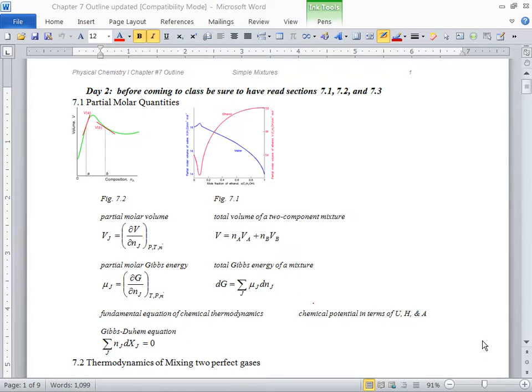So we're in chapter 7, and we're talking about simple mixtures. Mixtures have a solvent and one or more solutes. And how do you tell the difference between the two, Alyssa? There's pretty much only one way between solutes and solvents.